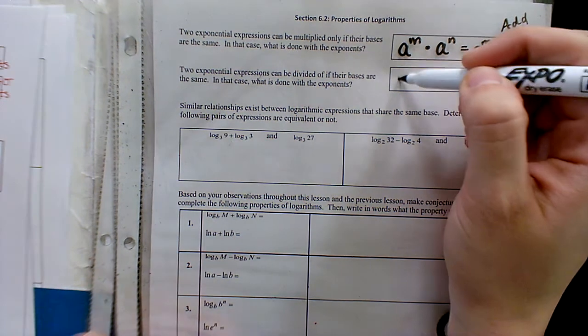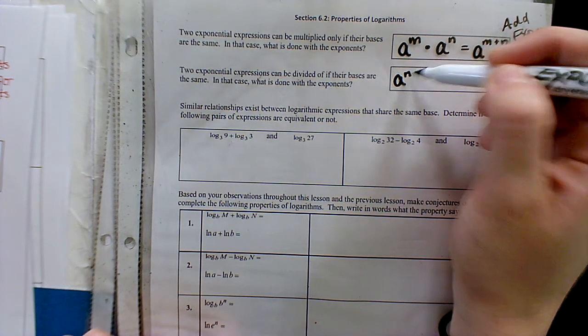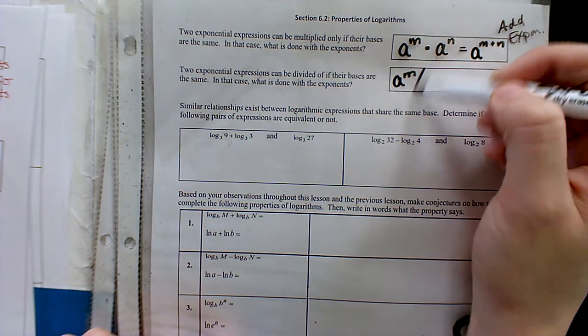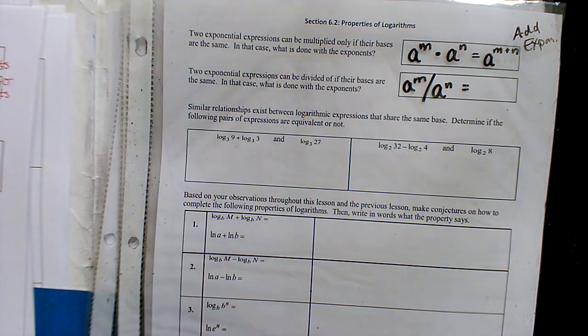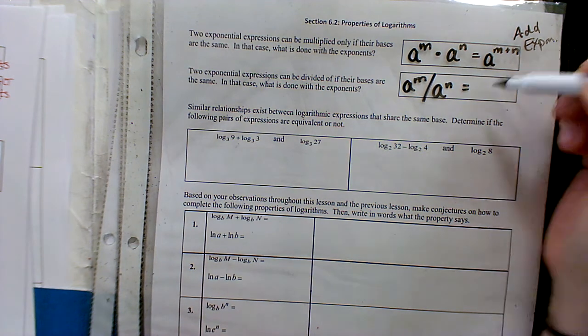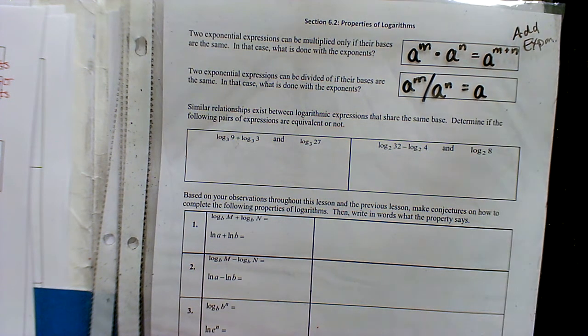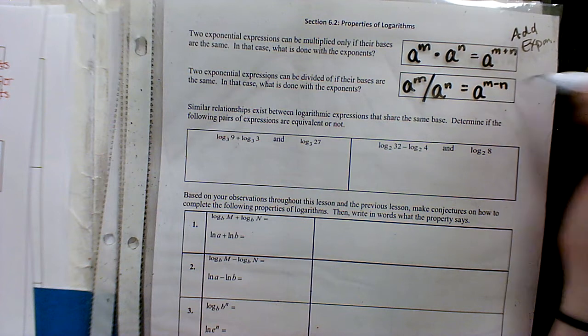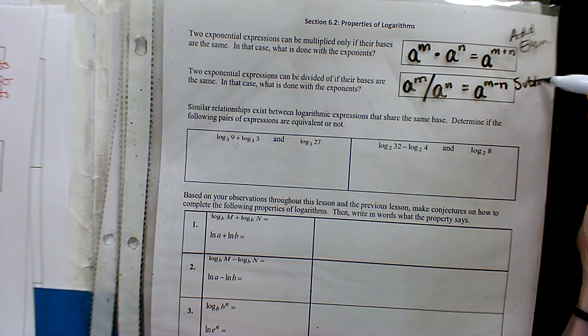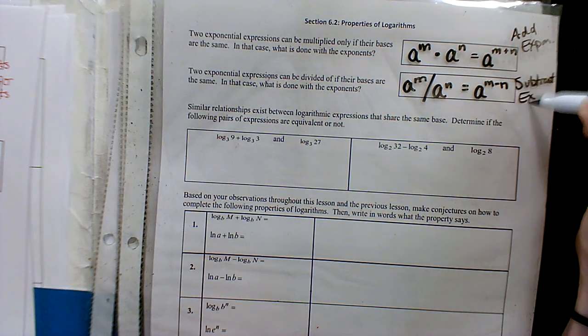What if I had a to the m divided by a to the n? Can we use a property of exponents to help us simplify or condense that? How do we subtract the exponents? The top minus the bottom. Okay, so in this case we subtract exponents.